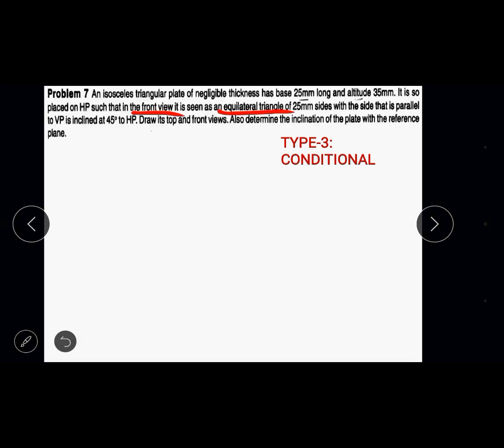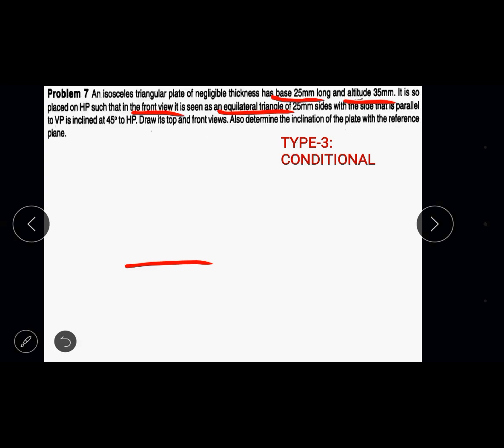Now, how to place the isosceles triangular lamina? Because in an isosceles triangular lamina, two of the sides are equivalent. So what are the sides given here? It has a base of 25 and an altitude is given. So the longer sides are not given. The base side is given.